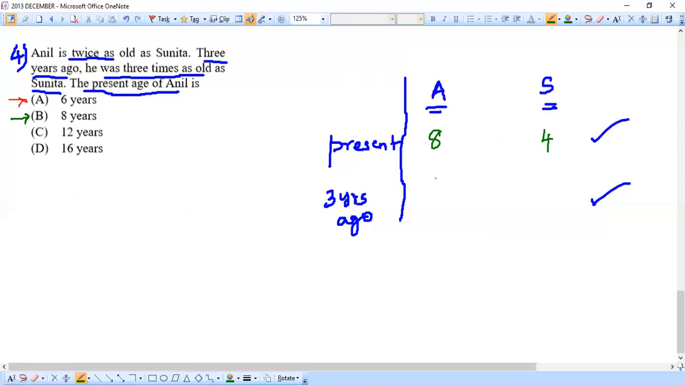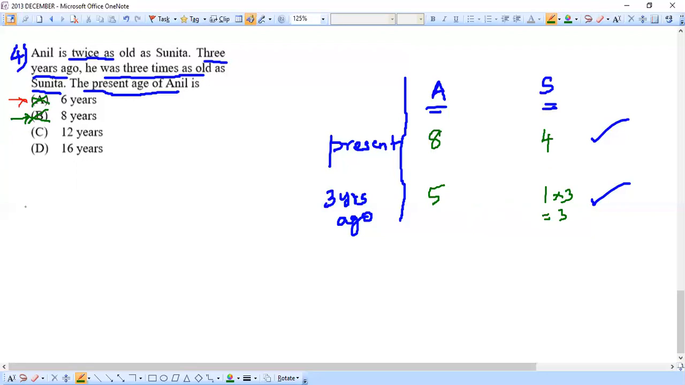And as usual, we should travel 3 years ago. 8 minus 3 will be 5, and 4 minus 3 will be 1. Once again, check: 3 times 1 will be 3 only. We are not getting 5. That means option B is also not our correct answer. So B is also gone.